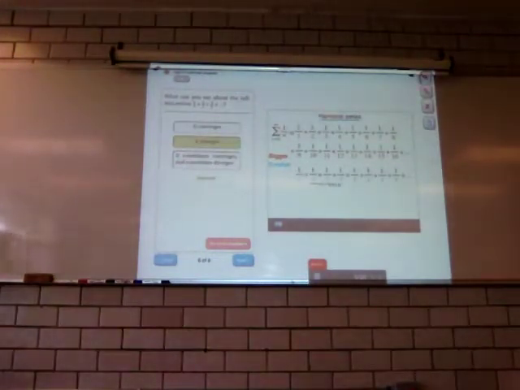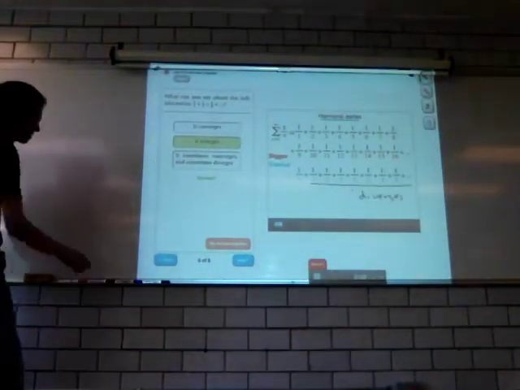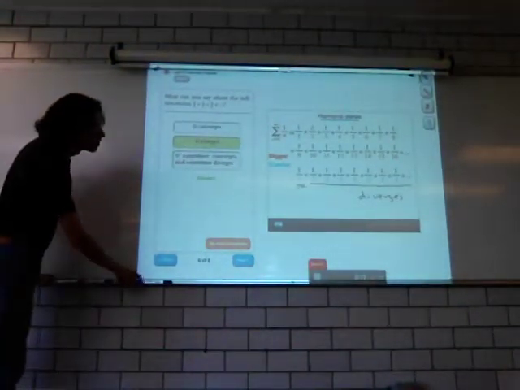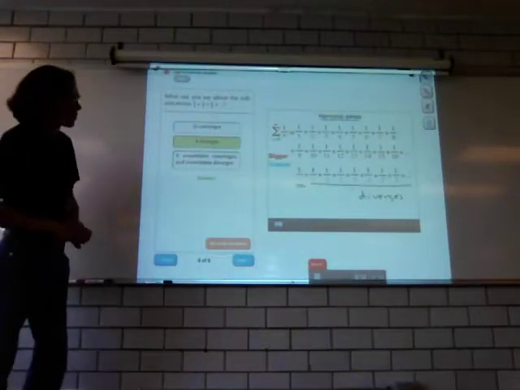If you look at these terms here, they're adding up infinitely many halves. So this series definitely diverges. And on top of that, you're adding one to it. It doesn't really affect anything.